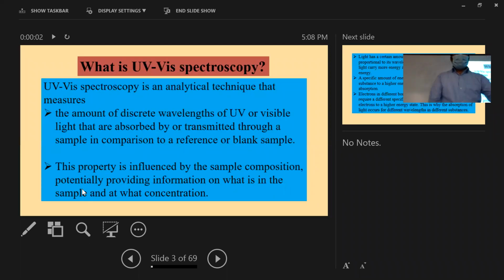UV visible spectroscopy is an analytical technique that measures the amount of discrete wavelengths of UV visible light that are absorbed by or transmitted through a sample in comparison to a reference or blank sample.